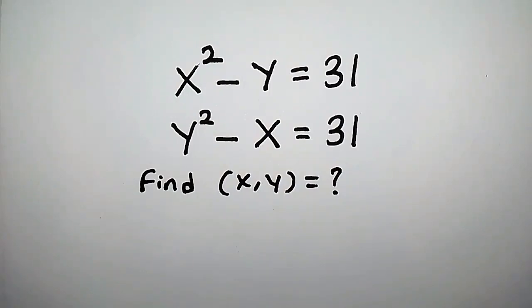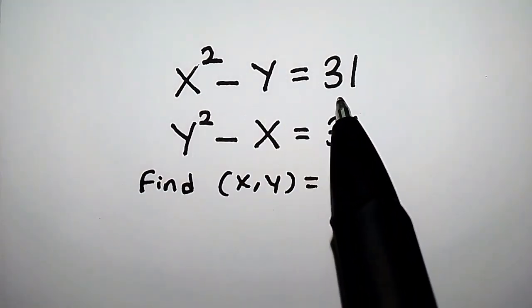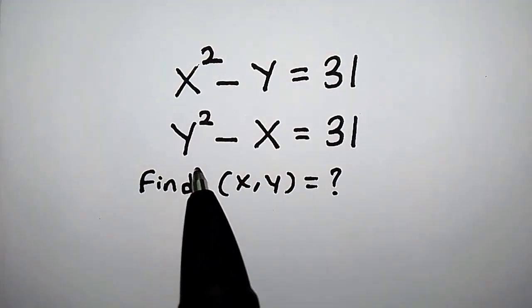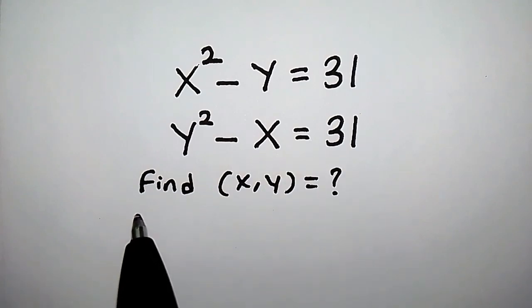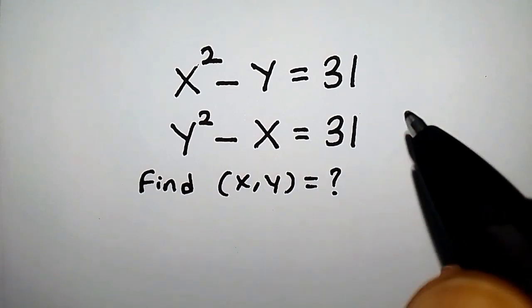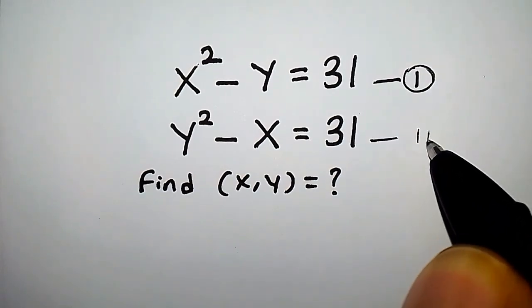Hello, in this video, we are going to be solving a very nice algebra problem. x squared minus y equals 31 and y squared minus x equals 31. The question says, find x comma y. First, let us call this equation 1 and this equation 2.